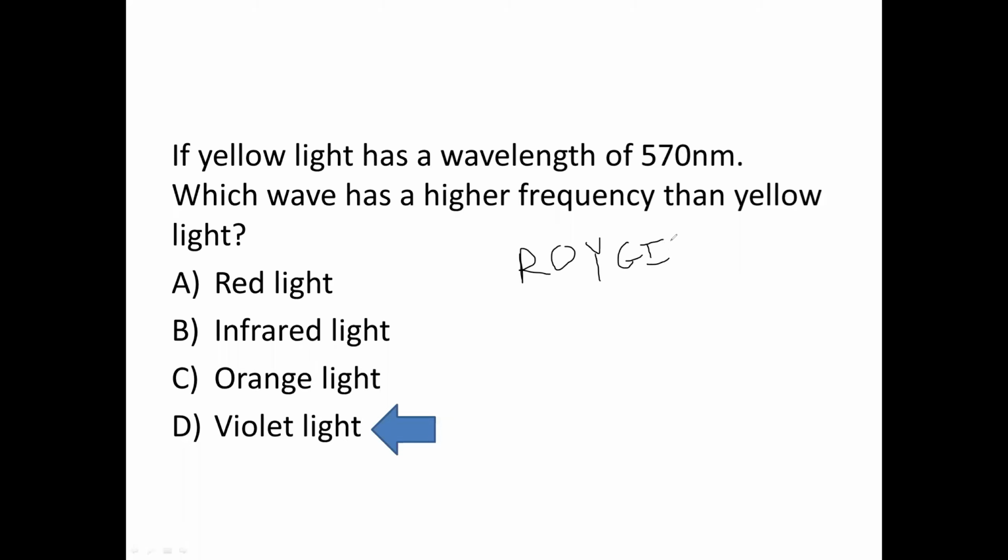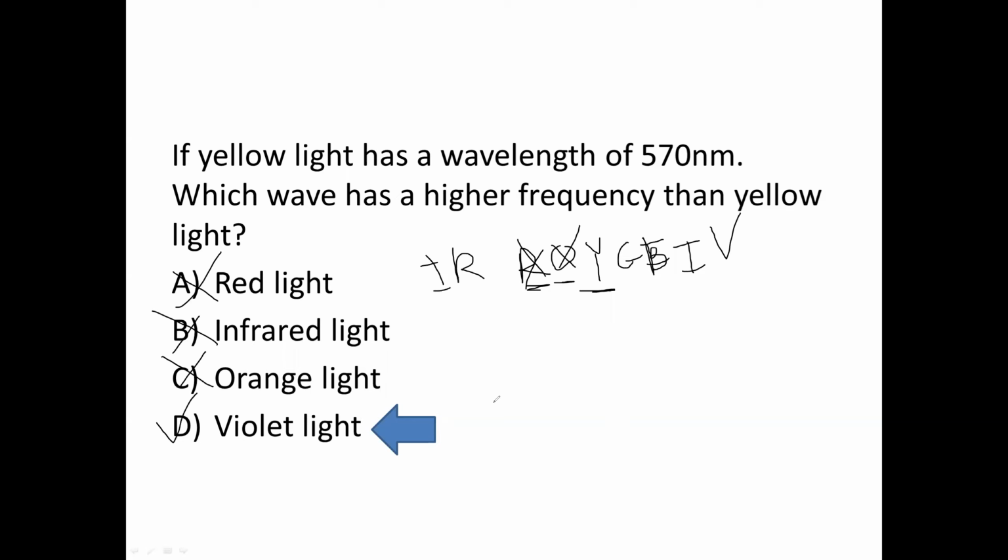Again, if you look at Roy G. Biv, yellow is right here. Orange and red are to the left, so they are out. They're actually lower energy and lower frequency as a result. And infrared is even further left than red, so it's also out. Whereas violet is to the right, so it is the correct answer.